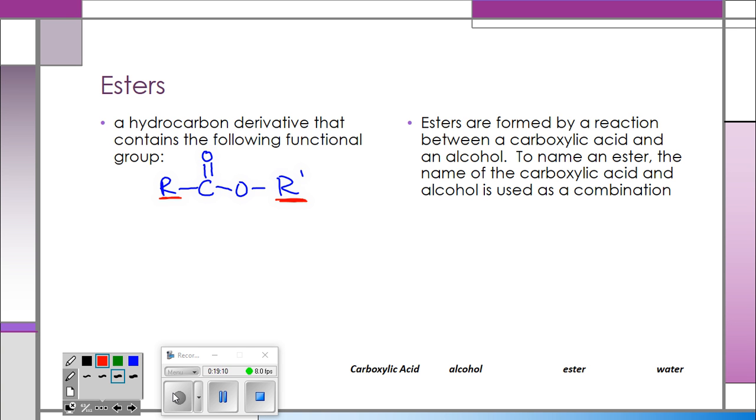So when we're talking about an ester, you hopefully notice it kind of looks like a carboxylic acid. What really happened is that there was a reaction where we took a carboxylic acid and an alcohol. So to understand esters, you had to first know about carboxylic acids and alcohols, because knowing their names allows you to determine the name of the ester.